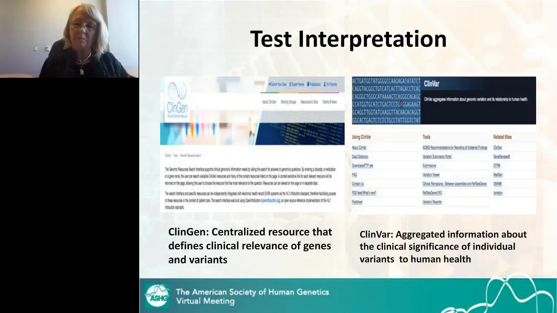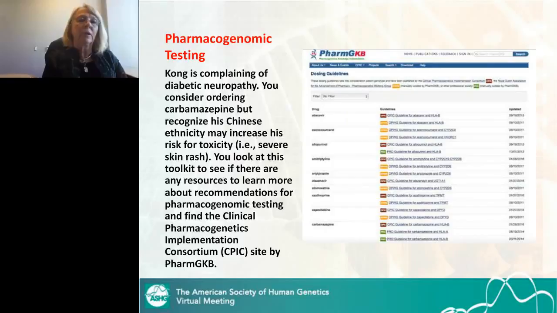So let me move on to another case. Pharmacogenomic testing. Kong is complaining of diabetic neuropathy, and you're considering ordering carbamazepine, but recognize his Chinese ethnicity may increase his risk for toxicity, which may be seen as a severe and deadly, life-threatening skin rash. You look at this toolkit to see if there are any resources to learn more about recommendations for pharmacogenomic testing, and find the Clinical Pharmacogenomics Implementation Consortium, or CPIC site, by PharmGKB.